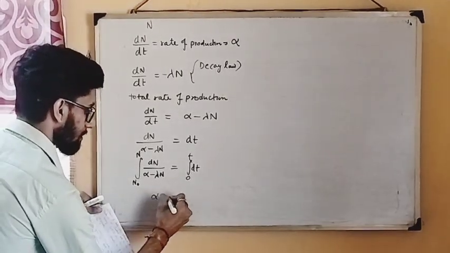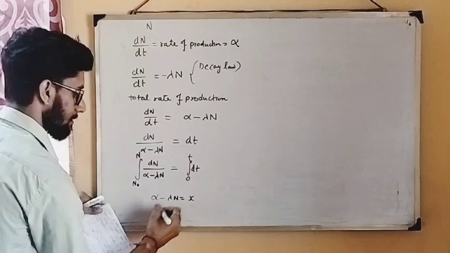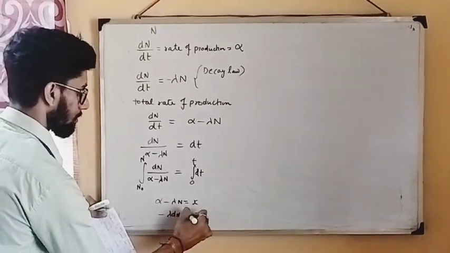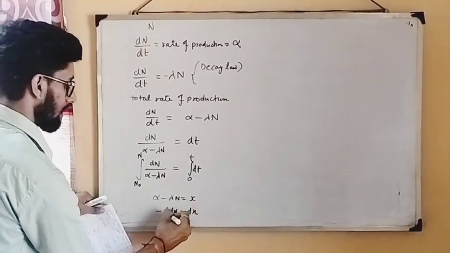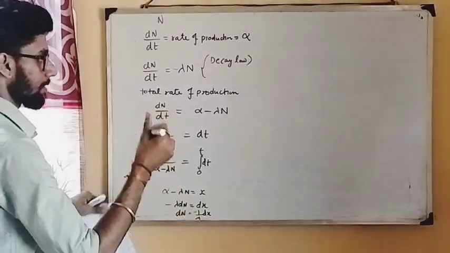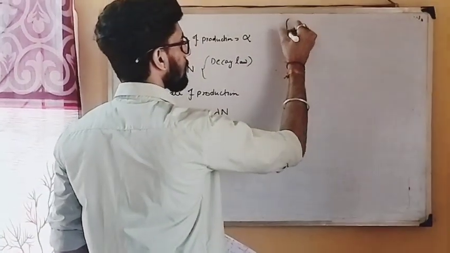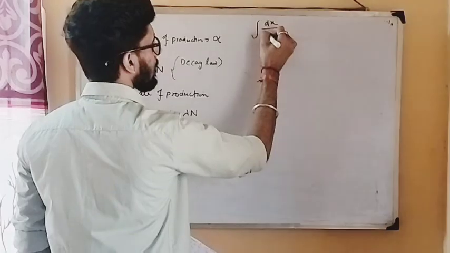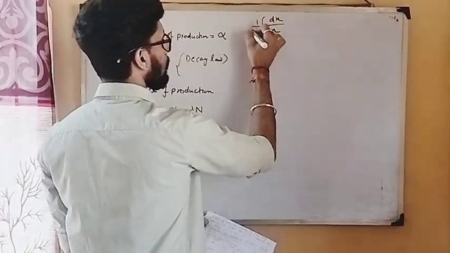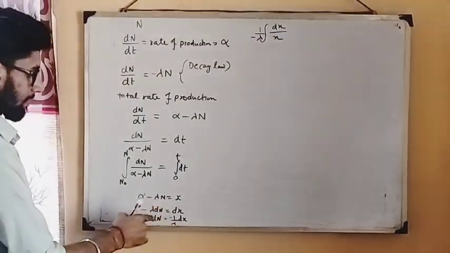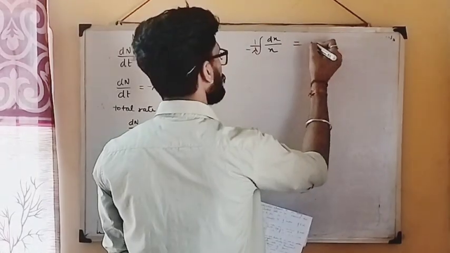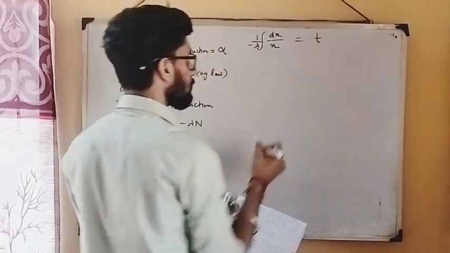For that, if we consider alpha minus lambda n equal to x, then what will happen? You get minus lambda dn is equal to dx. Or in a simple manner, dn can be written as minus 1 upon lambda dx. So from here, we can write the whole value as dx upon x times minus 1 upon lambda is equal to integration of dt, which is t.